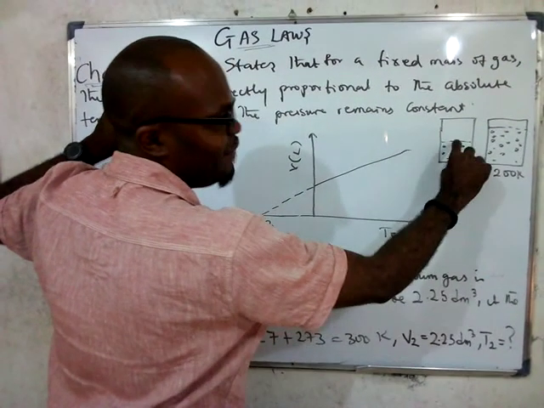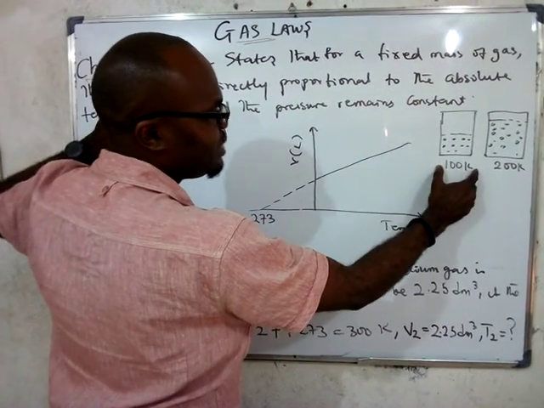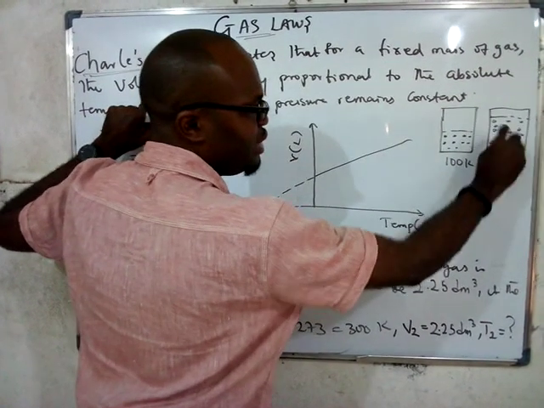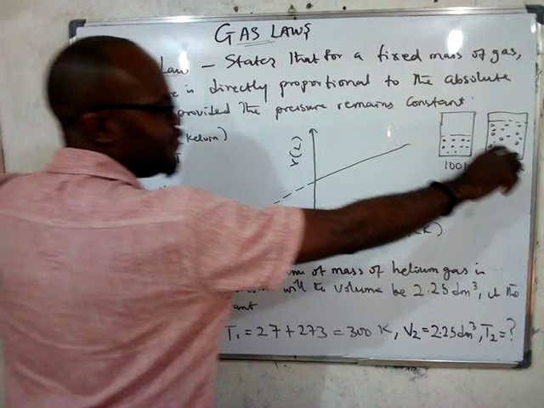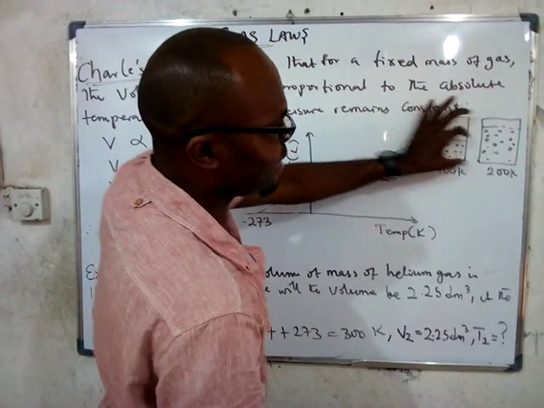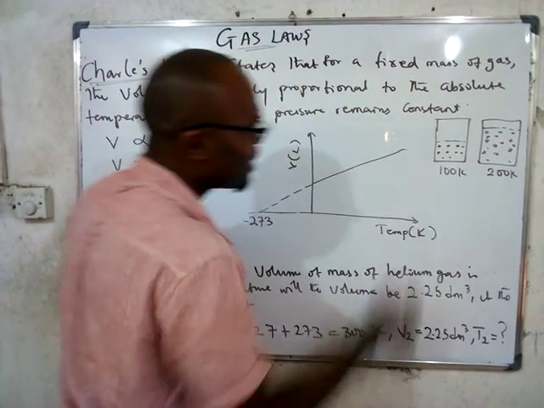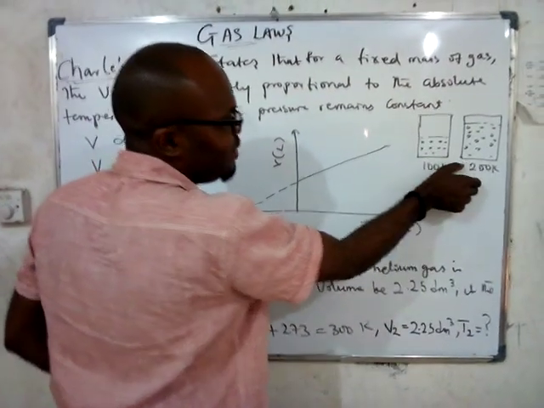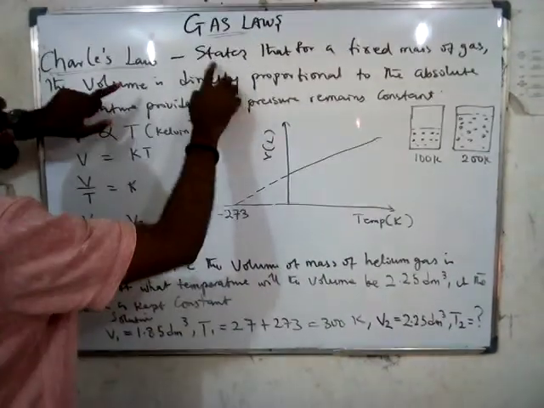Now, the volume, can you see the volume here? Yes. The volume here is half of the container. As you increase the temperature from 100 to 200, the volume does what? Increases. It's now increased from here to here. Can you see that? Yes, sir. That means as the temperature is increasing, the volume is doing what? Increasing.